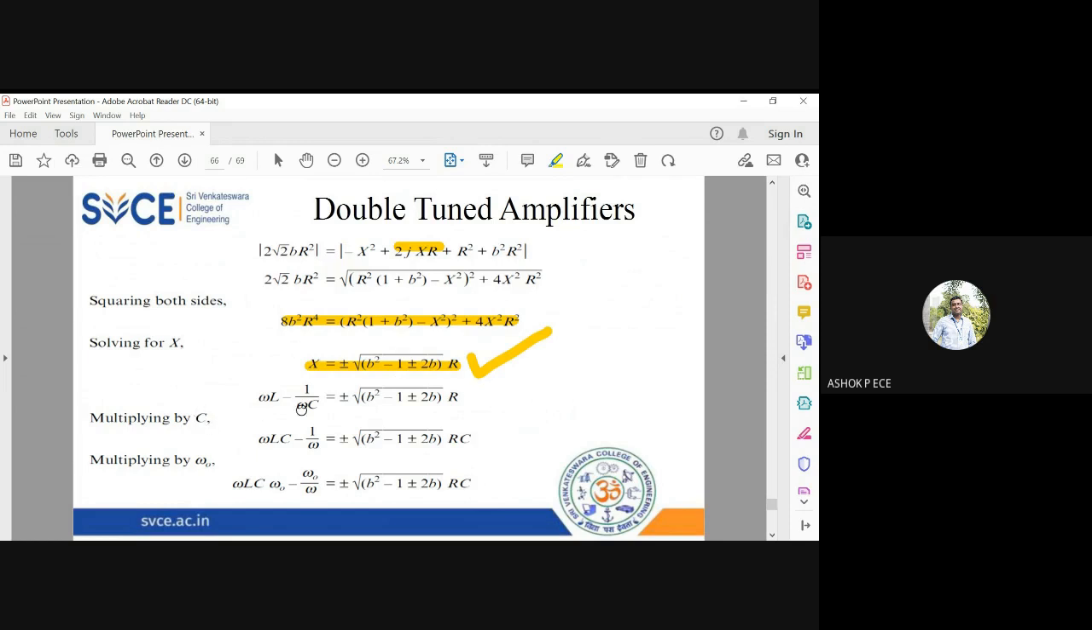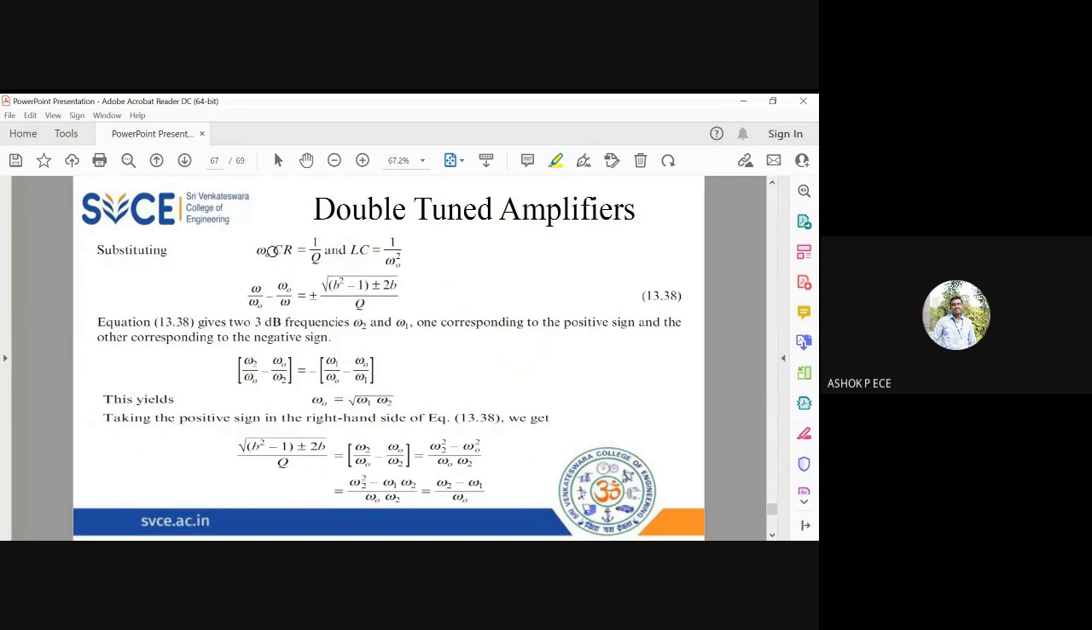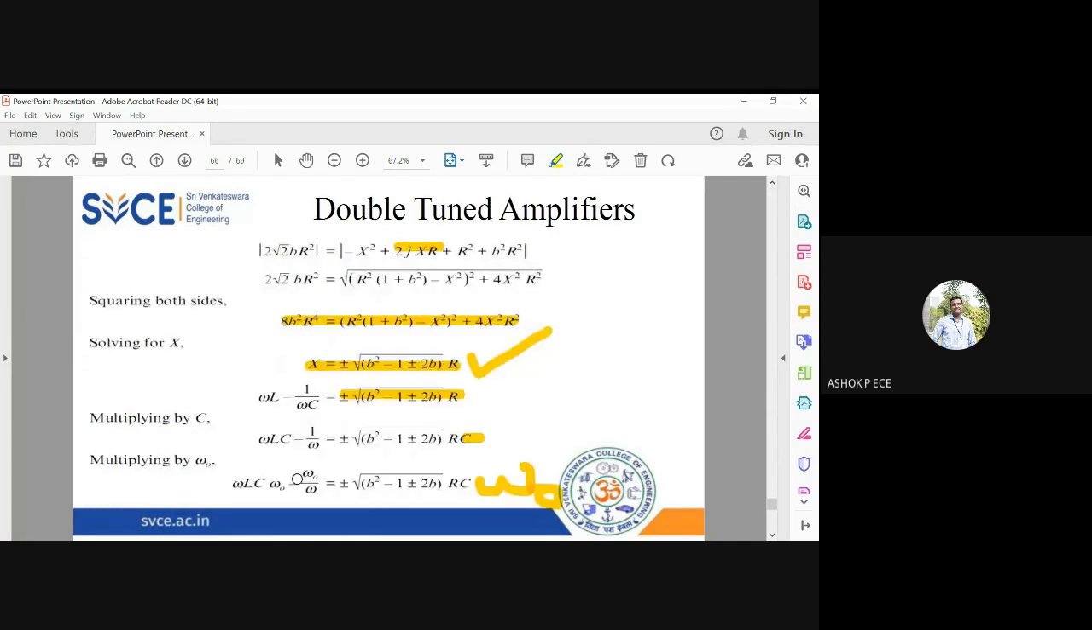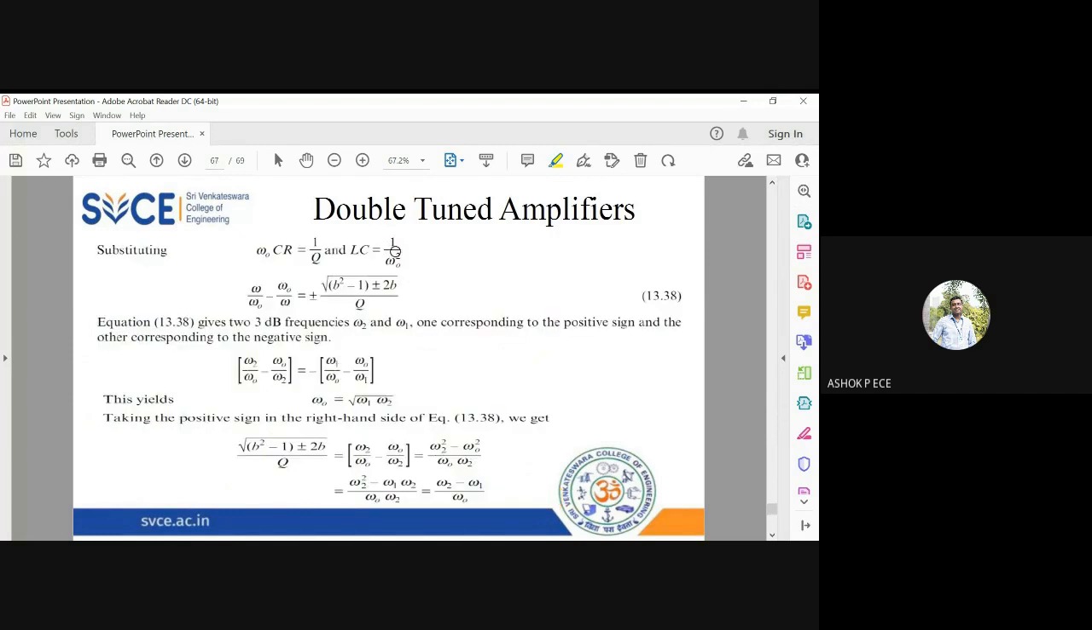Now multiply by capacitance on both sides. So omega LC minus 1 by omega equals this entire term multiplied by C. Okay, now multiplying by omega naught on both sides. So omega LC into omega naught minus omega naught by omega equals this side also. Here you will have 1 omega naught. And you know omega naught CR is 1 by Q, and omega naught square LC is 1. So substitute everything.